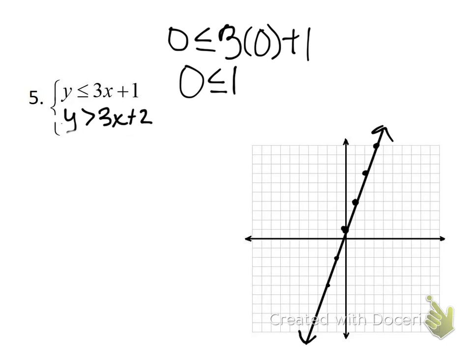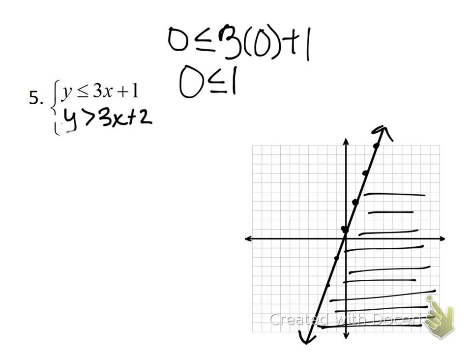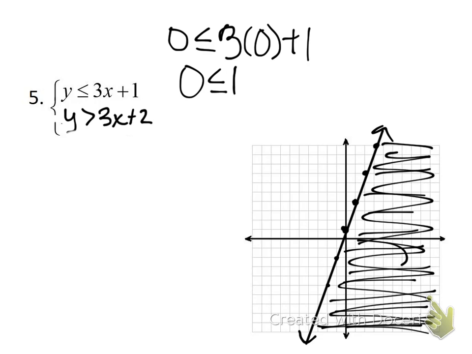Class? Yes. Yes, 0 is less than 1. So that means I'm going to shade on that side of the line. Shading, shading, shading. Okay, we go to graph the other one. Who's going to help me with that one?